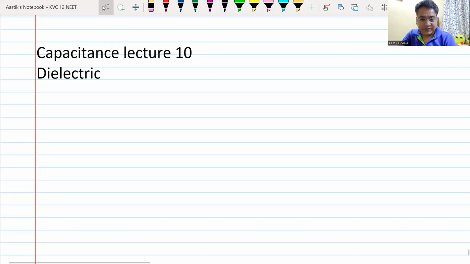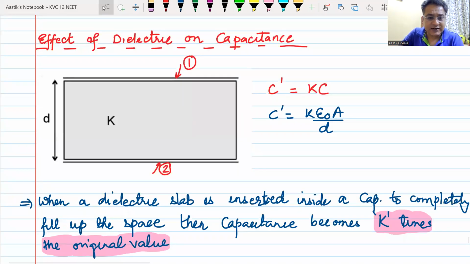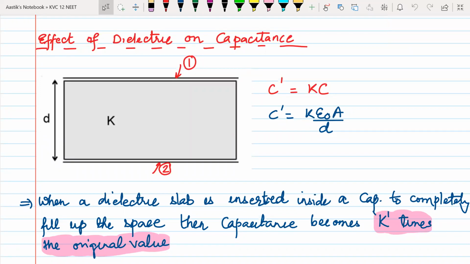What we had done in the previous class, we had seen what happens when a dielectric is inserted inside a capacitor. Do you remember what happens when a dielectric is inserted inside a capacitor? Tell me fast.